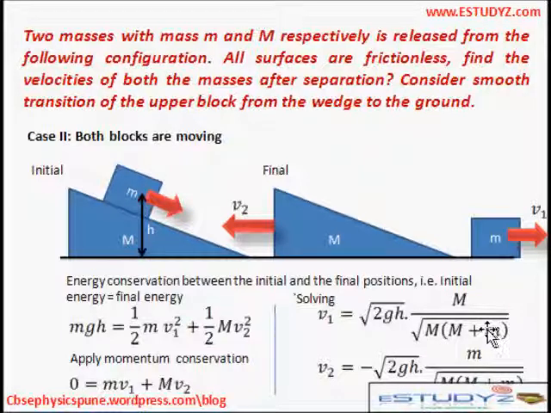So essentially we are also assuming that the smooth transition is happening between the upper block and the wedge when it is transitioning from the wedge to the ground. Hope you have learned a new concept today.